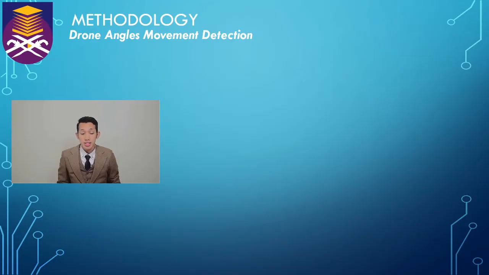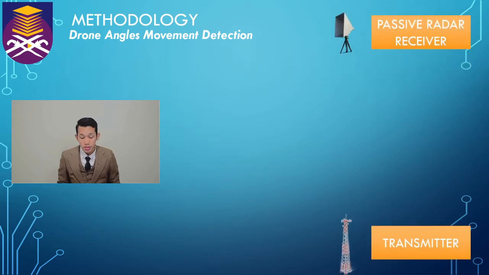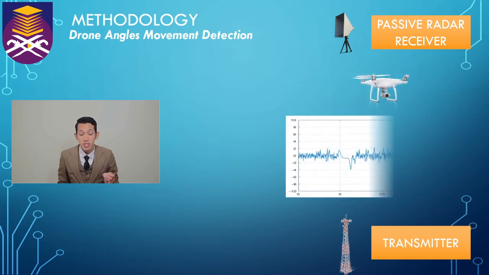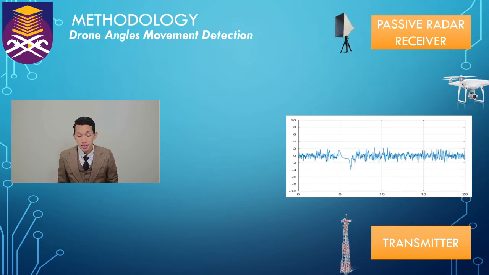My second methodology is drone angles movement detection. First, we have the transmitter and we have the passive radar receiver. The target is a drone, and the drone will cross the baseline. When it crosses the baseline, there is a Doppler signature, as shown in this figure of the waveform. When the transmitter and the receiver face each other, there is a bistatic angle of 180 degrees. This is what we call passive forward scattering radar.